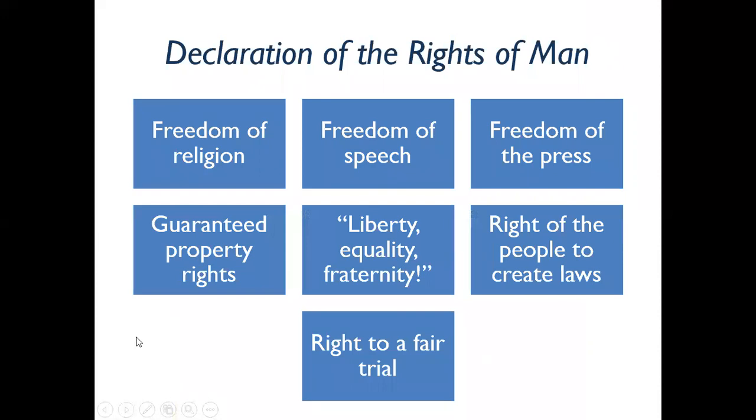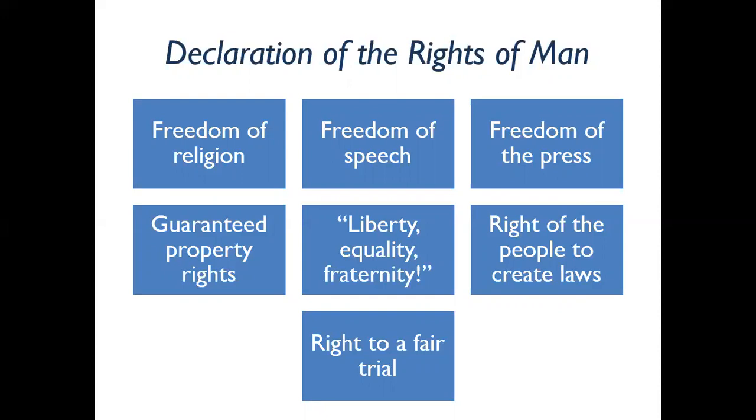Now, the Declaration of the Rights of Man. What were the rights of man that were declared under the National Assembly? Freedom of religion, freedom of speech, freedom of the press, guaranteed property rights, liberty, equality, fraternity, the right of the people to create laws, and the right to a fair trade. All these freedoms and rights were given to the people under the National Assembly, which were not given to them earlier by the monarchs in the late 18th century.